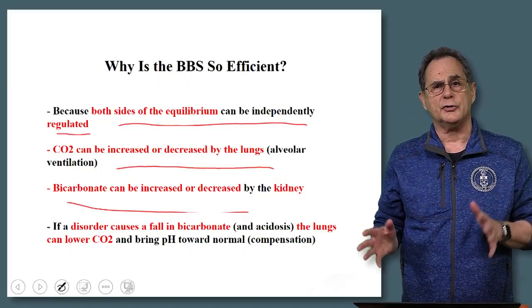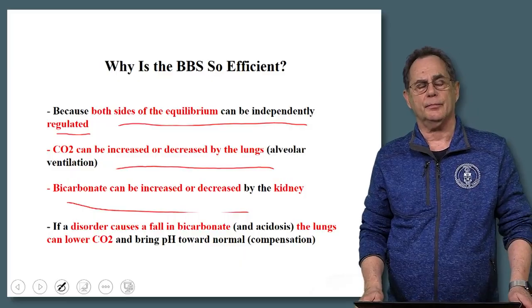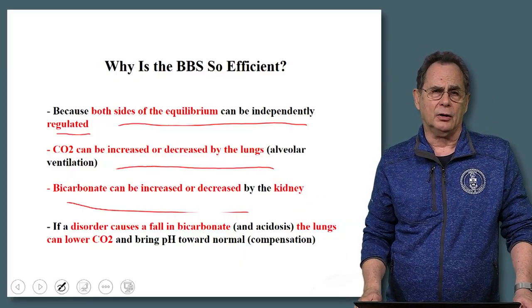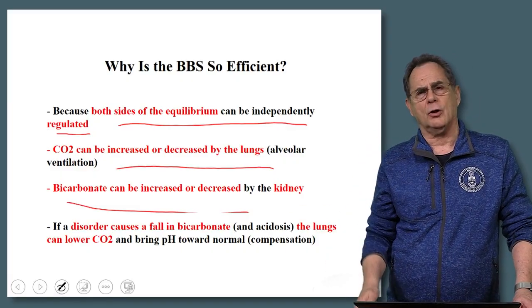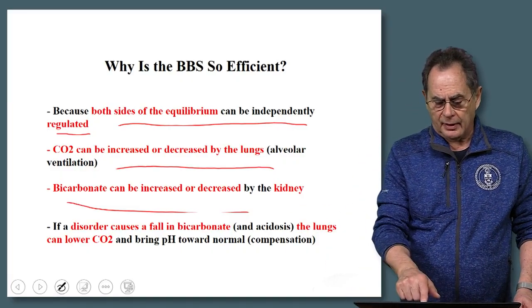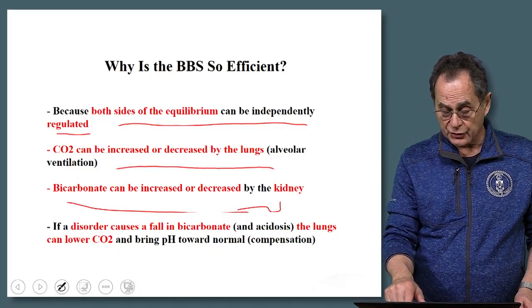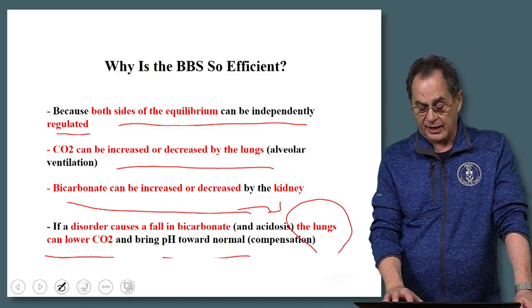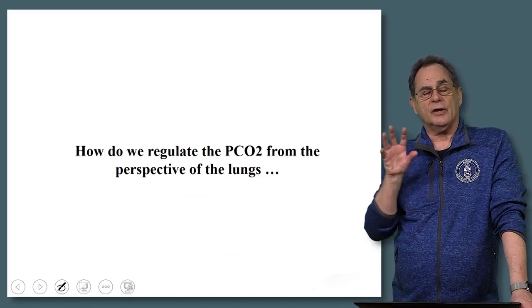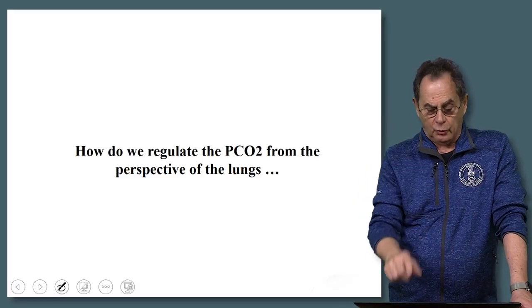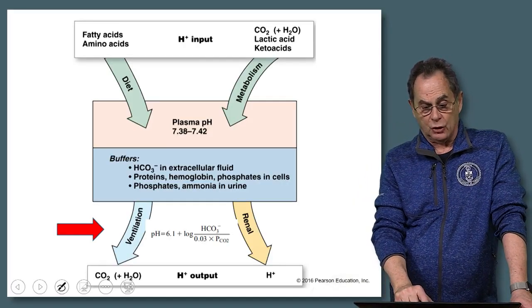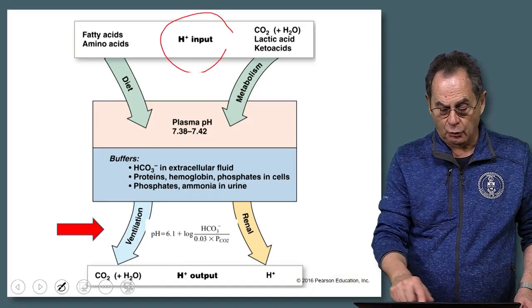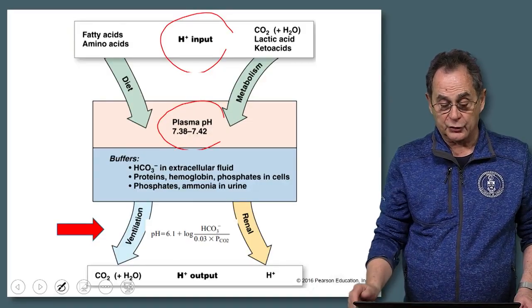If a disorder causes a fall in bicarbonate, for example, in my dialysis patient who developed diarrhea, which is a loss of a bicarbonate-rich solution, and the consequence is acidosis, the lungs can breathe to lower the CO2 and serve to help bring the pH towards normal. So in the presence of a high acid load, we can regulate the PCO2 from our lungs. So high hydrogen output can influence the pH.